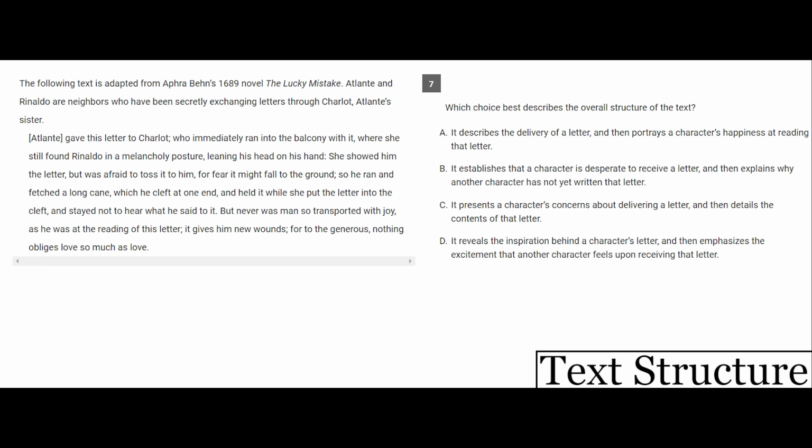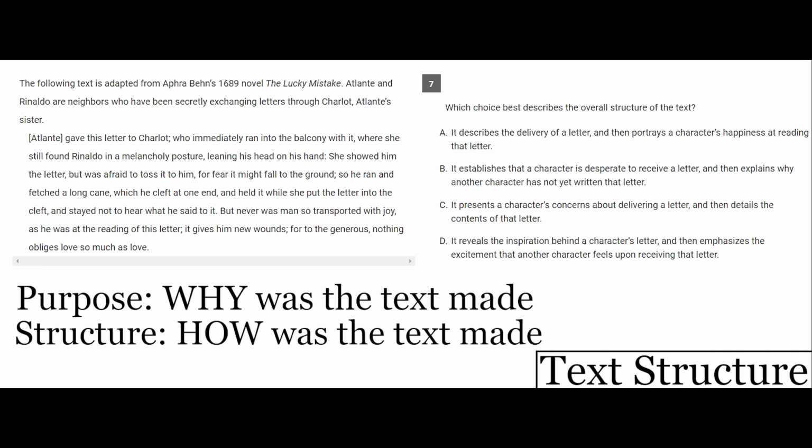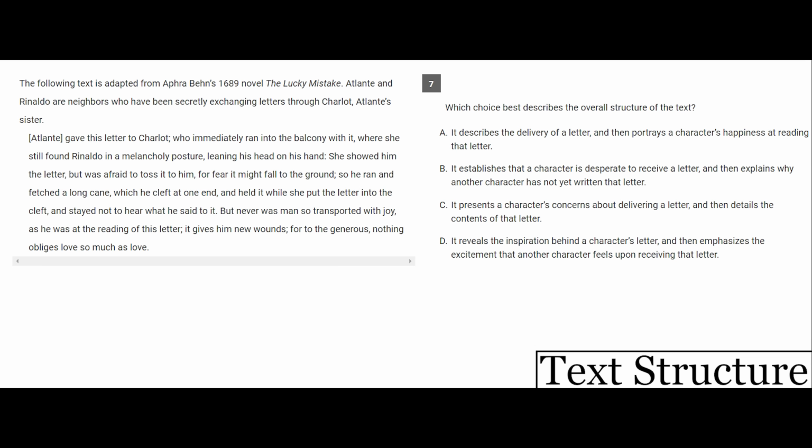Structure questions are similar to purpose questions, but instead of finding the why, we are going to find the how. The first thing I do is skim the text, then I chunk the text into its main messages. There's usually one shift in the text direction, and you'll know this exists when every answer choice has the words "and then," signifying a change in the text direction.